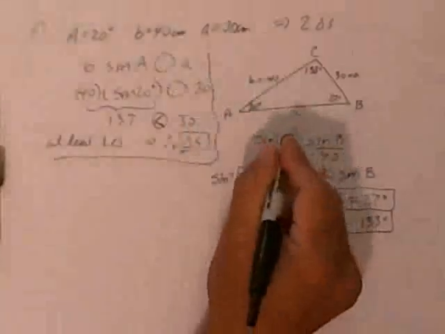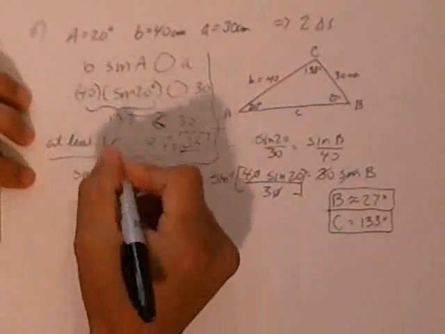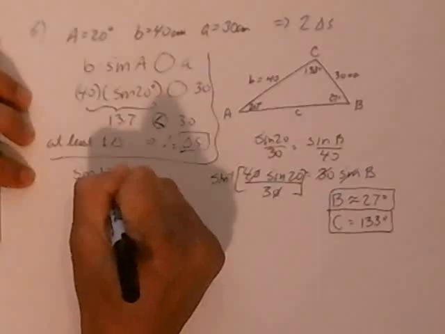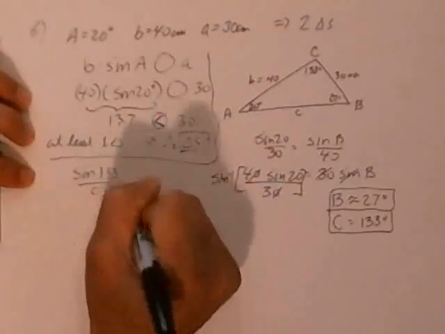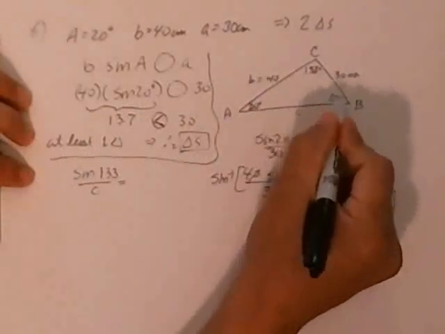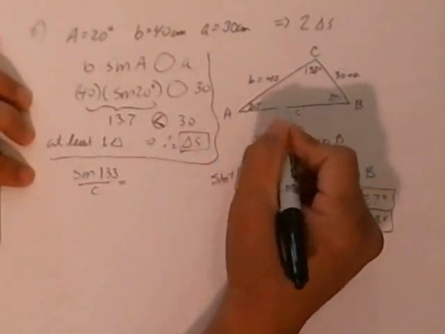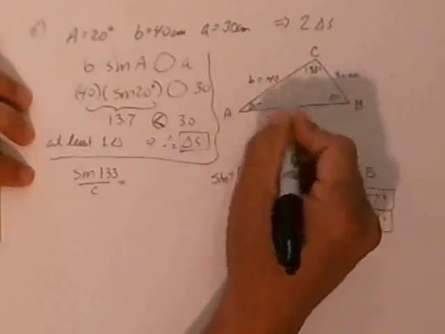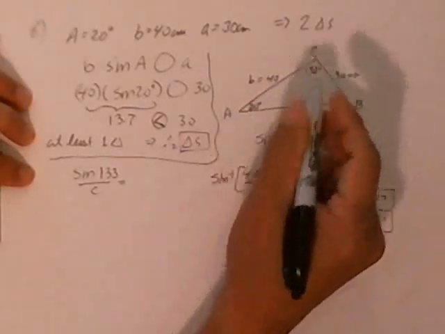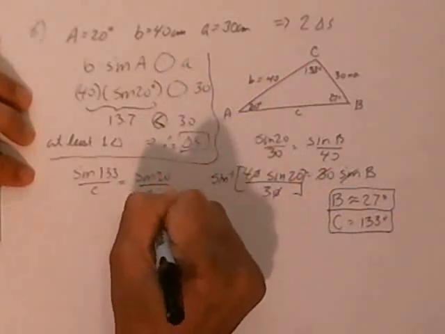And we're going to have to figure out what little c is. So we use the law of sines again. Sine of 133 over little c is equal to, I would use this one instead of this one because we actually figured out this one. It could have been wrong, but this one's given. So we're going to use sine of A over 30. Sine of 20 over 30.